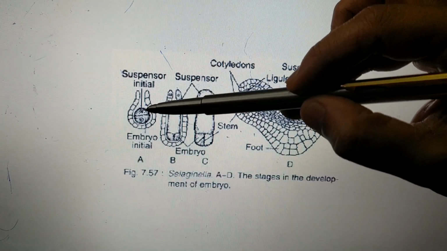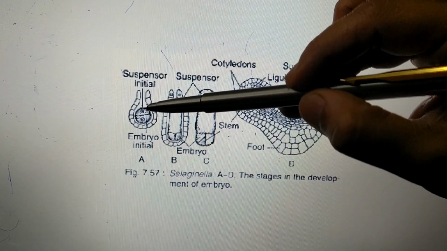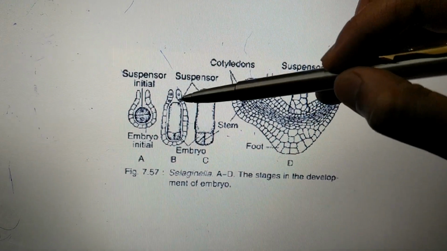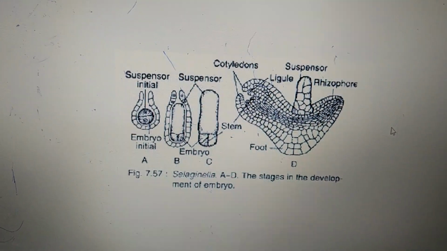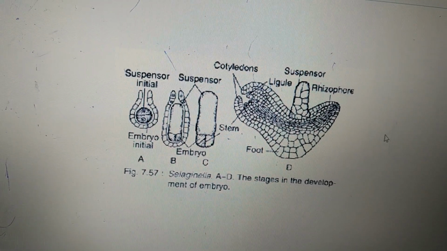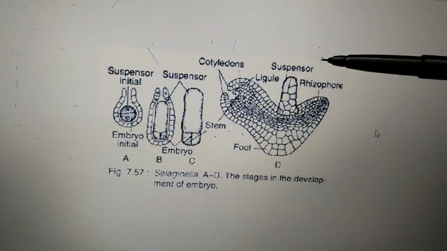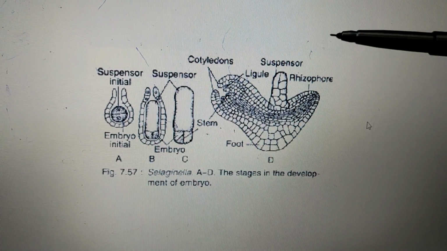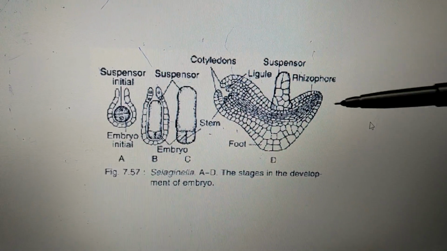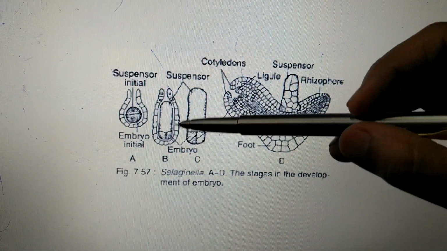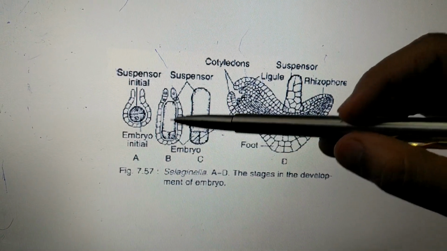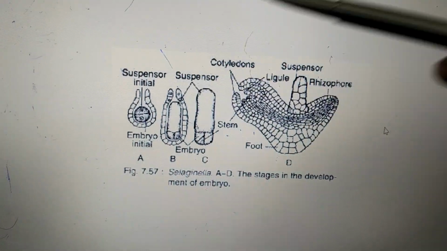Now, the role of a suspensor initial: it is going to divide and redivide, leading to the formation of a multicellular structure. This multicellular suspensor is going to support the developing embryo by providing nutrition, by supplying growth regulators, and it is also going to provide mechanical support, that is, physical support. So these are the roles played by the suspensor.